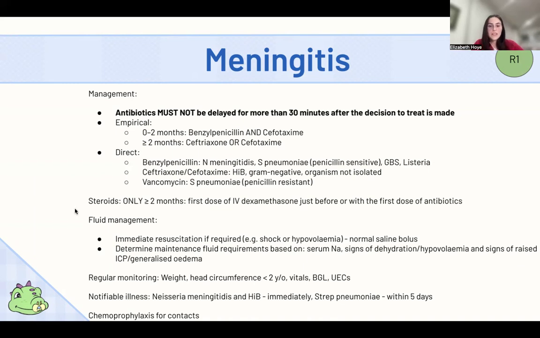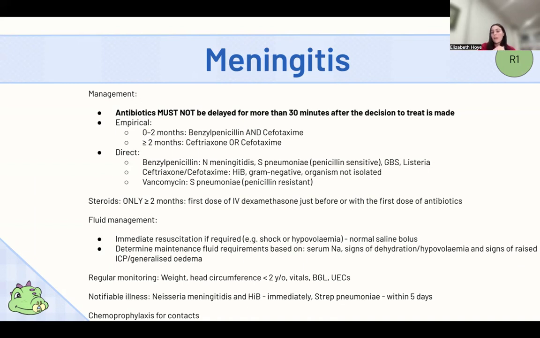So either give it just before you give antibiotics or at the same time as the first dose of antibiotics. Also think about, because they'd be acutely unwell, what fluid management and resuscitation you need to give. If they have any signs of raised ICP, edema, dehydration, or their serum sodium, you might need to figure out what the exact fluid requirement is, because it might not be just your standard calculation.